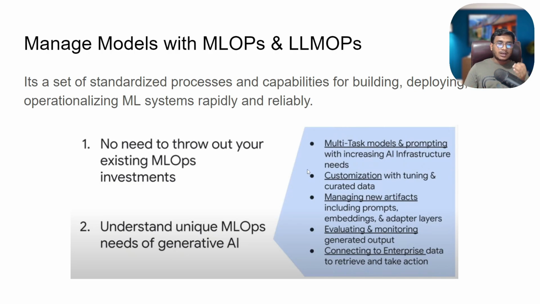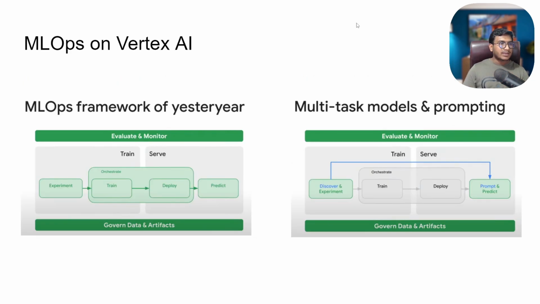In Vertex AI, you will see multitask model prompting, then Model Garden, customization, managing new artifacts, evaluation, monitoring, and connecting with enterprise data. Let's say you want to connect with different kinds of data sources. That is also possible in Vertex AI. So now, at a high level, you can see the complete MLOps on Vertex AI.